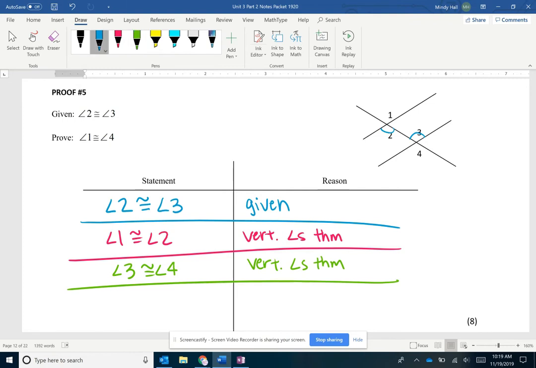And so then we end up with a chain again. 1 goes to 2, 2 goes to 3, 3 goes to 4. So angle 1 is also congruent to angle 4 because of the transitive property of congruence. Okay.